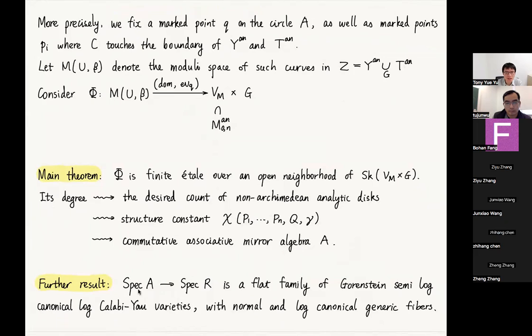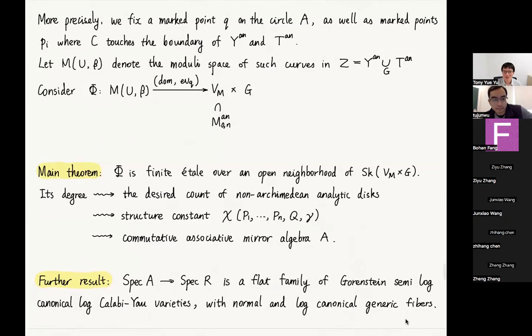And furthermore, we can say something about the more geometric properties of this mirror. If we take Spec, we obtain a flat family. Furthermore, we prove that when we take Spec, we obtain a flat family of log Calabi-Yau varieties which have reasonable singularities. So we show Gorenstein, SLC, with normal and log canonical generic fiber. That's our main theorem.